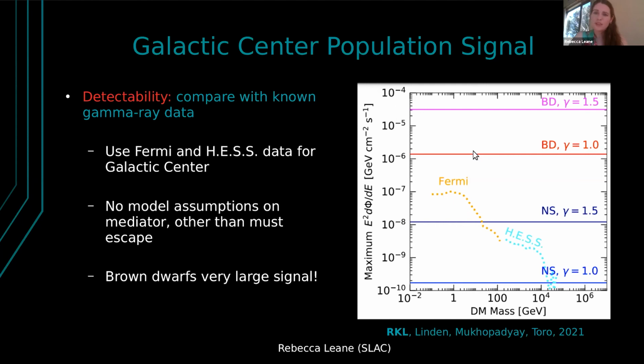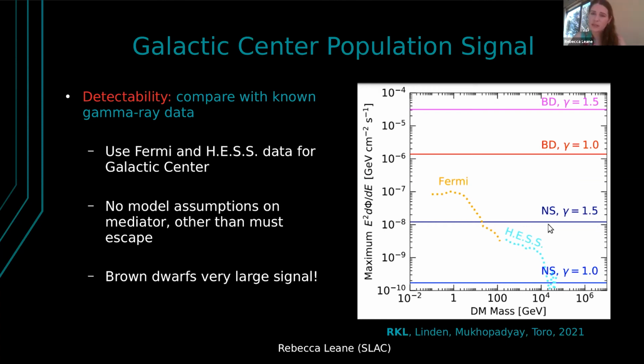We see that for these cases the maximum flux you can get is much larger than the signal of gamma rays that's been measured so far. So because these lines are so much higher than what we've measured so far, we can set constraints on this signal. Looking at the neutron stars, on the other hand, they do have some flux, but it's not as large as what you see with the brown dwarfs.